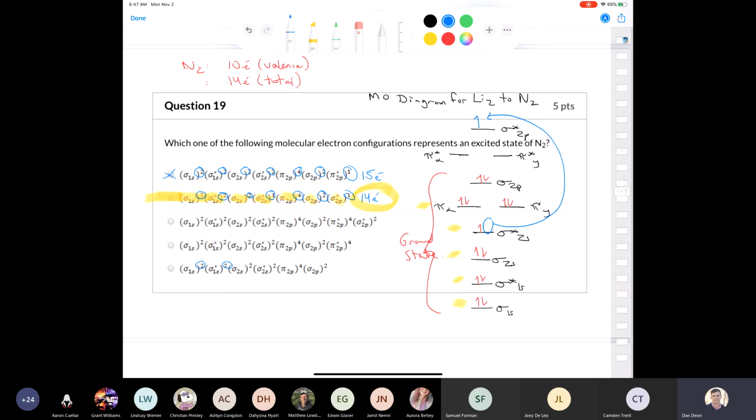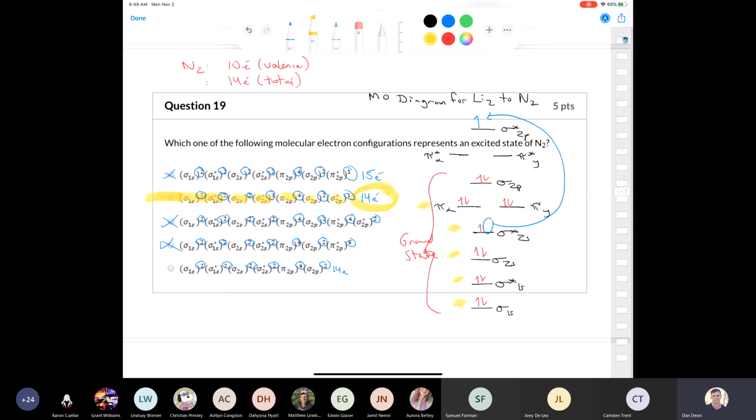You got 2, 4, 6, 8, 12, 13, 14. So you have 14 here, but you don't have anything that's excited. And in this one you get 2, 4, 6, 8, 12, 13, 14. So you have way too many here. And then here you got 2, 4, 6, 8, 12, 14, 16, 18. Okay, so these ones are not possible.